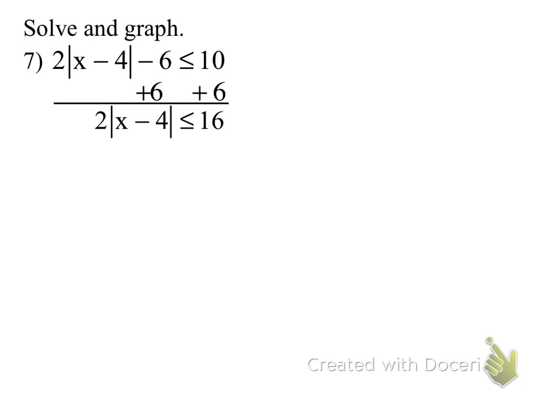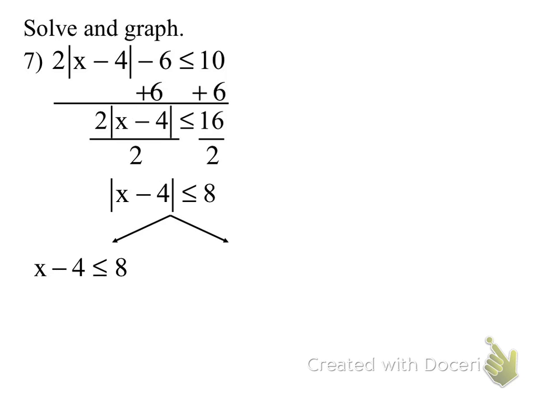And then we undo what? Our division and multiplication. So we divide by 2 since it's being multiplied by 2. And then my absolute value is all alone, so this is the time to branch. Is this an and or an or statement? It is an and. Okay?